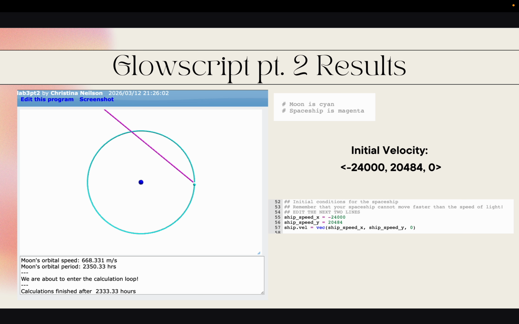Here's a result of my code. We can see a full orbit of the moon around the planet. However, we do not see a fancy orbit of the spaceship, which should be the magenta line. Instead, we just see a straight line. Our initial velocity that we used to get this perfect orbit of the moon was minus 20,484.